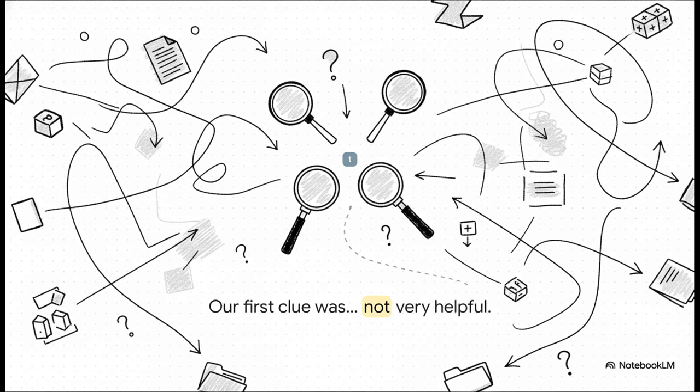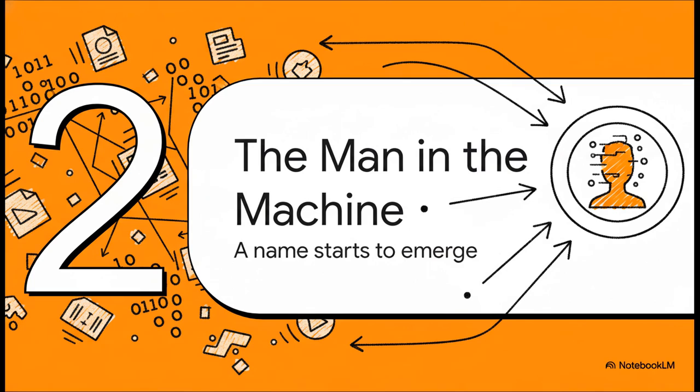At this point, it felt less like we were looking at an archive and more like we were on some kind of digital scavenger hunt with clues that just made things even more confusing. But, as we sifted through all that digital chaos, a pattern started to emerge, a name. And with that name, a person began to take shape, giving us our first real lead in this whole thing.